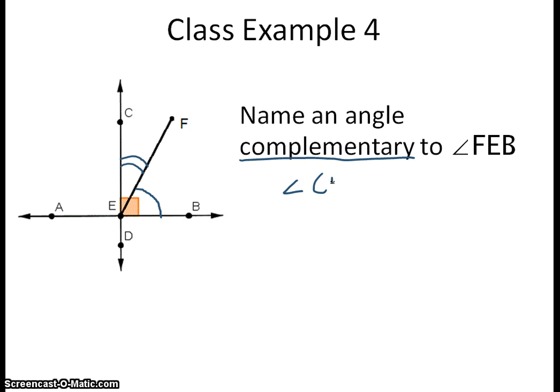So angle CEF is complementary to angle FEB. Together, they make 90 degrees. What's another way I could have named this angle? Instead of naming it CEF, what else could I have named it? Well, I could have named it angle FEC, because I could have started here, FEC.